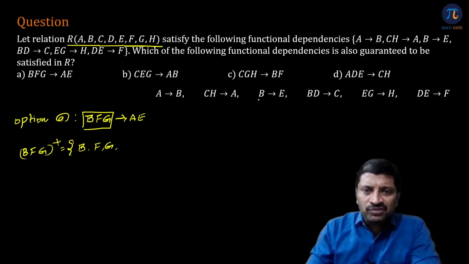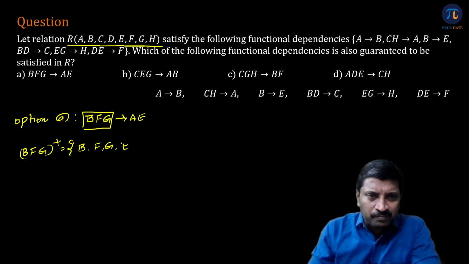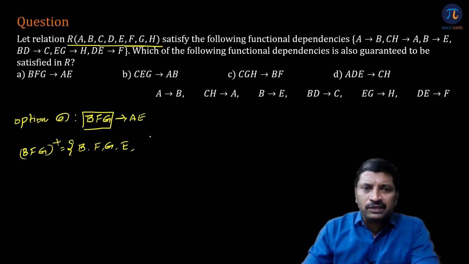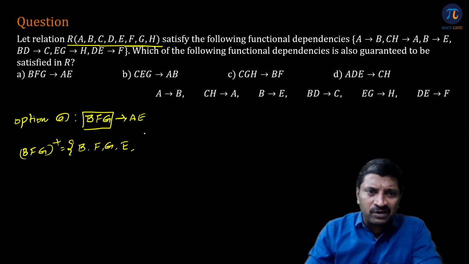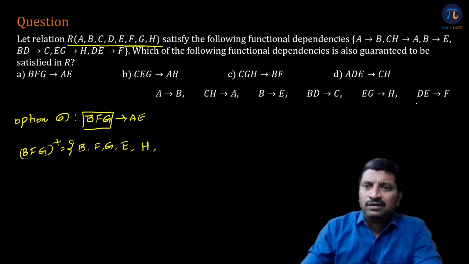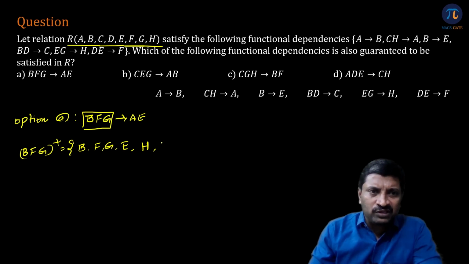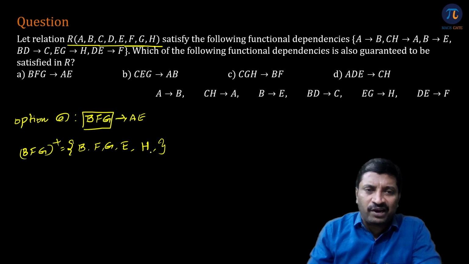With B, F, G, I can find BFG. Anything else, sir? With B, I can find E. Am I right, sir? Then anything else? Please check it, sir. A we cannot apply. C we don't have. B we already applied. B, D we don't have. E G, with E, G I can find H. Fine. Then with D, E we can find F, but I don't have D. Anything else, sir? So we don't have anything. So the closure contains only these 5 attributes.